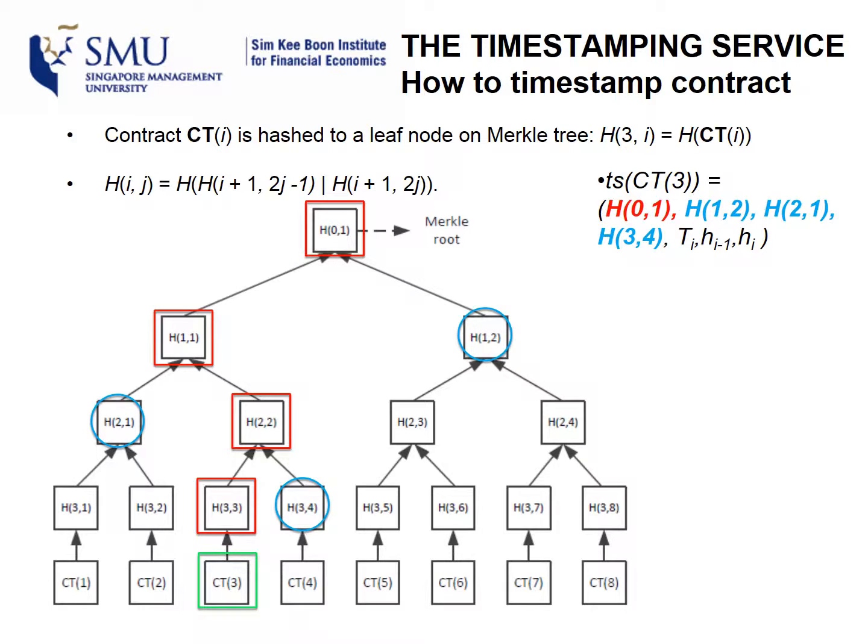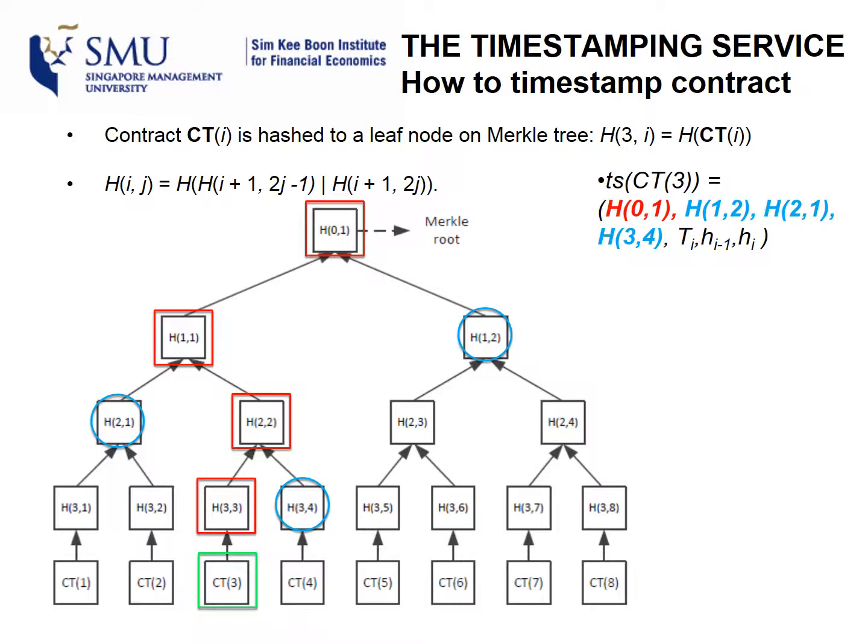H01 is the root of the Merkle tree. It is also called the Merkle root. The Merkle root contains information about all the signed contracts on the Merkle tree. So we can timestamp the Merkle root.